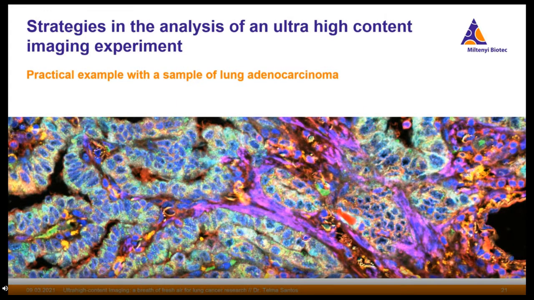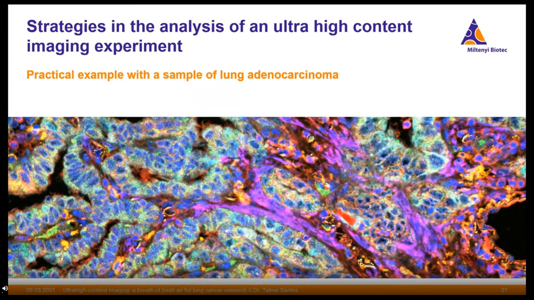So now I would like to focus mainly on some strategies for the analysis of such samples. As you might imagine, this kind of data can be very overwhelming. It is a lot of markers. It's a high level of content within one sample only, and it can be very overwhelming to figure out what we really want to extract from it.